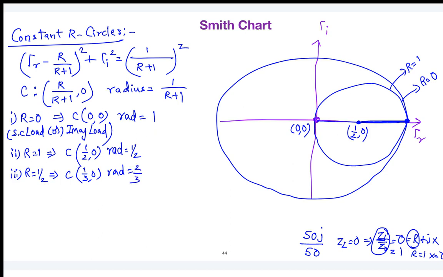So you can see here the second one is having a radius of 0.5 and this is having a radius of 0.66. This is your r equal to 1 circle having a radius of 0.5. If I say radius is equal to 0.66, it means somewhere here. So this is your 1 by 3 comma 0. The r is equal to 1 by 2 circle may be something like this, slightly bigger than the second one. So I can call it r is equal to 1 by 2.